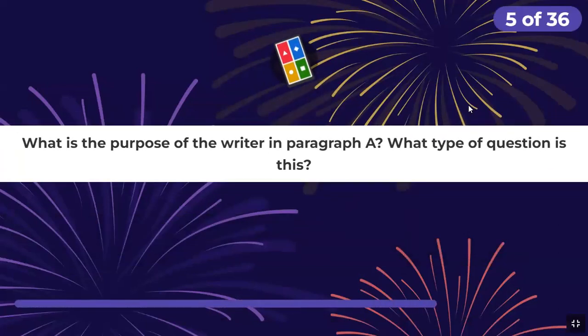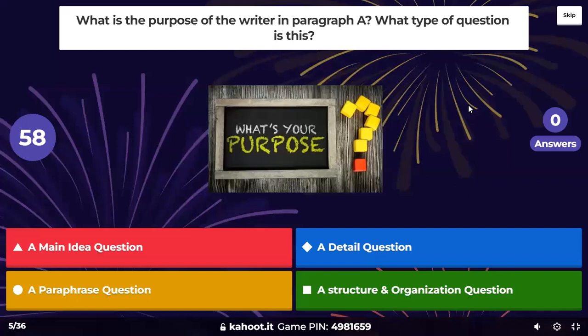Now, what is the purpose of the writer in paragraph A? This is a sample question. What type of question is this? What is the purpose of the writer in paragraph A? Is it a main idea question, a detailed question, a paraphrase question, or a structure and organization question? Here we're looking for the purpose of the writer.